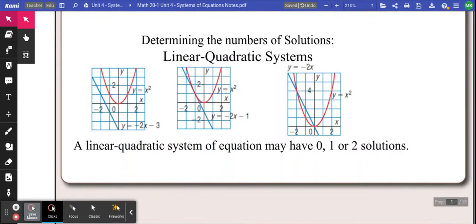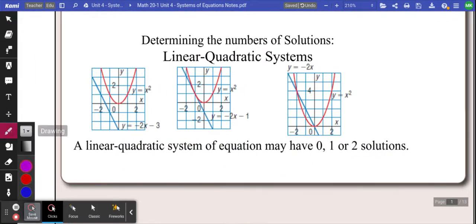Now we're going to start to look at what happens when we have quadratics. So the first type of equations you could have is a linear quadratic system. That means you have one straight line like this, that's linear, and one quadratic like that right there. The different scenarios that can happen with a linear quadratic system would be this first scenario, in which case there's no solutions. That straight line will never cross that quadratic.